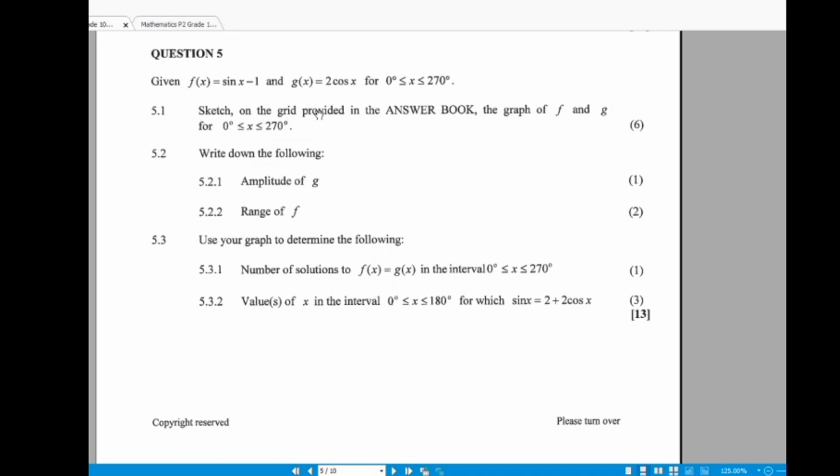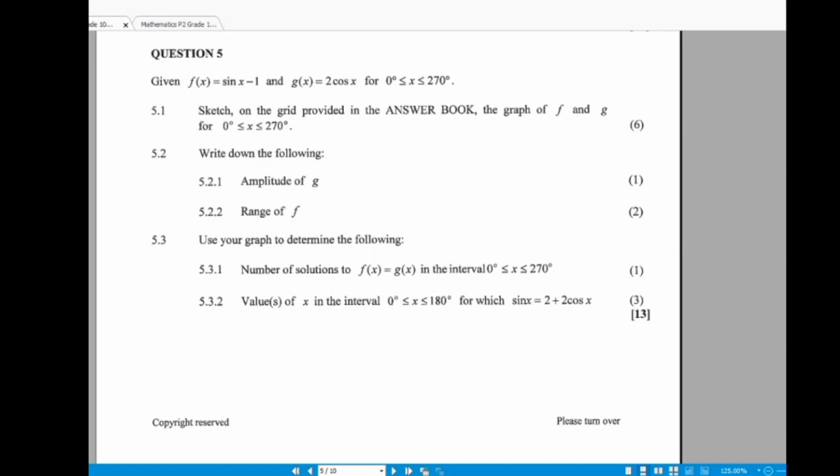Sketch on the grid provided in the answer book the graph of f and g for x between 0 and 270. Right? Notice la kule question but sketch. So if you sketch a graph, it means that you have to show the critical points only on your graph. You don't have to plot. There's a difference between plotting and sketching, right?